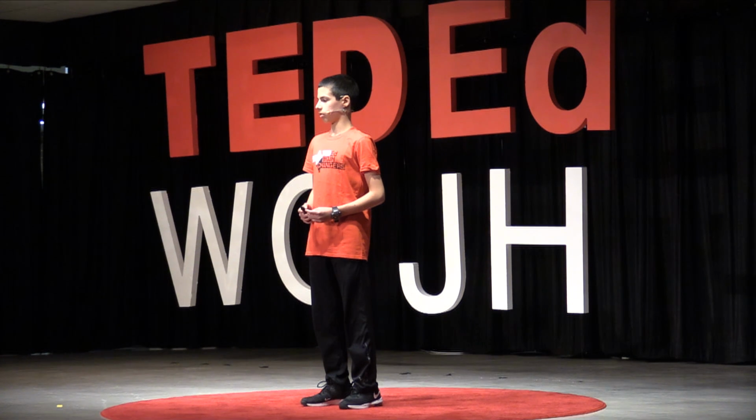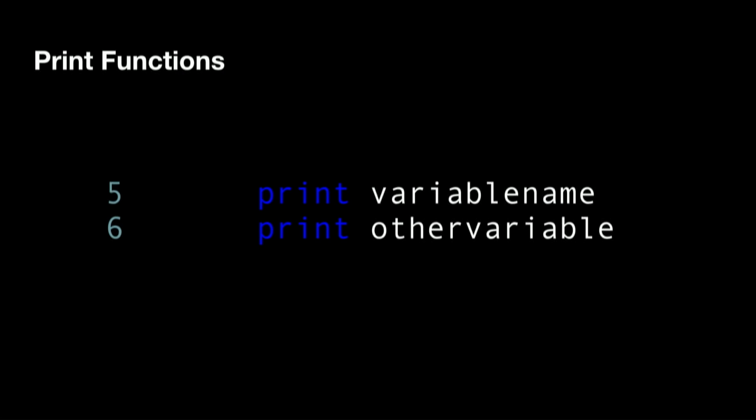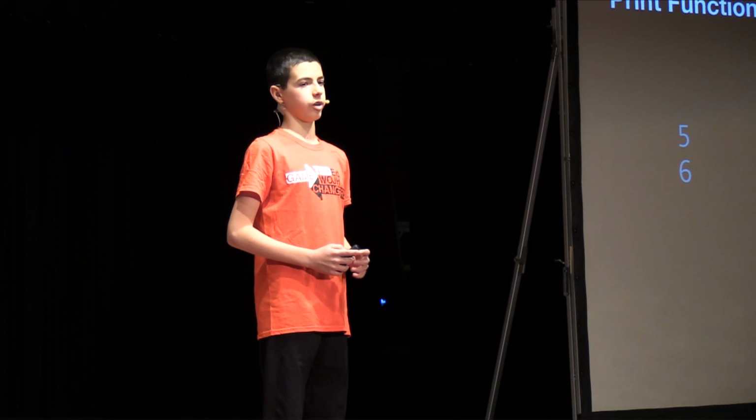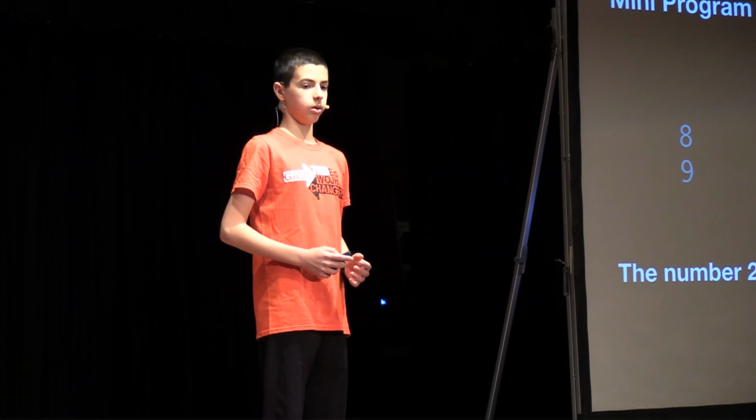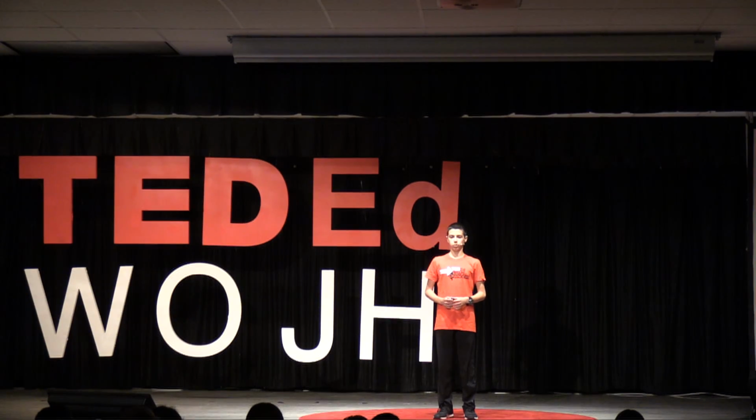Most languages will have some sort of print function. In Python, it's as simple as typing print and then the variable name, and it'll display the content of that variable to the screen. So if we do print variable name, it would print 2, or print other variable would print hello world. So now we can make a very simple program. We can write variable name equals 2, print variable name, which will print 2 to the screen.